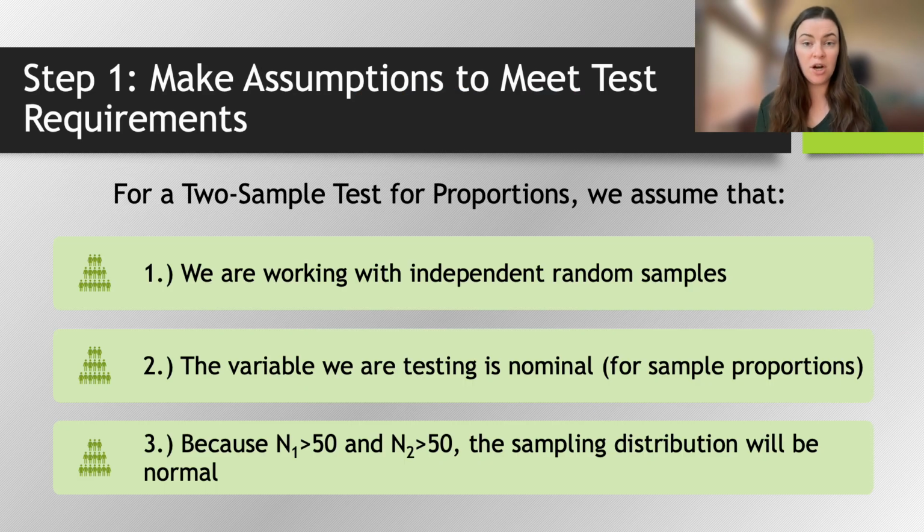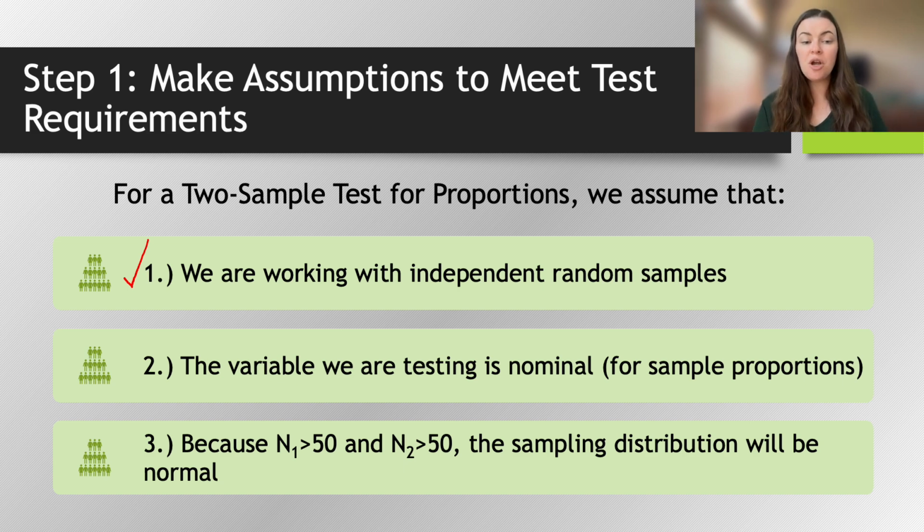In order to start off our hypothesis test, we always have to make sure that we are meeting our assumptions and our test requirements. So for a 2-sample test for proportions, we assume that we are working with independent random samples. So in this case, either a youth went to a traditional lockup facility or they went to a treatment program. So they are independent of one another, and we can assume that they're random unless told otherwise. So we can go ahead and check this one off.